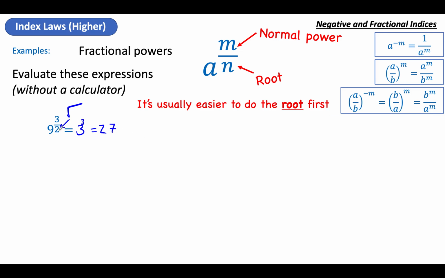Okay, so do the bottom number first as the root. Put your answer, and then the top power is still there. You haven't used that. And then just calculate your normal power. So you do the root first, then the normal power.